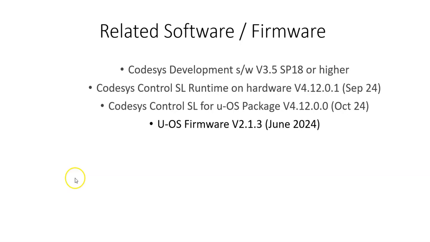You can use Codesys development software 3.5 Service Pack 18 or higher. You will need to install Codesys Control SL runtime onto the hardware, and the current version is 4.12.01. You'll also need to install the Codesys Control SL for UOS package, which is currently version 4.12.00, into your Codesys package using the Codesys installer. And you also want to be using the latest UOS firmware version 2.13.